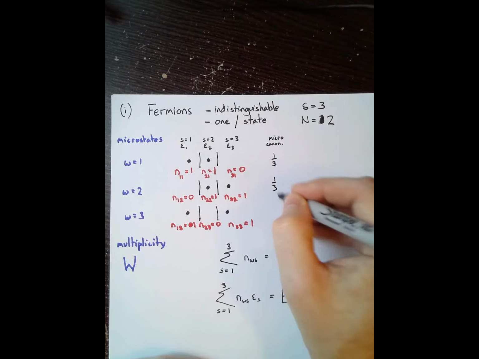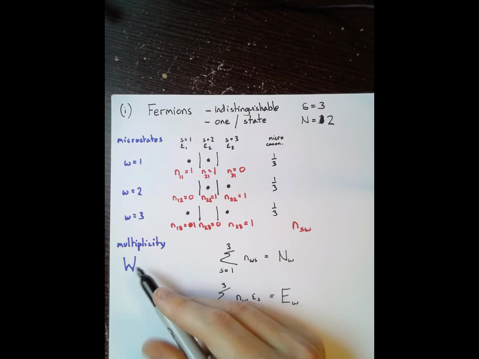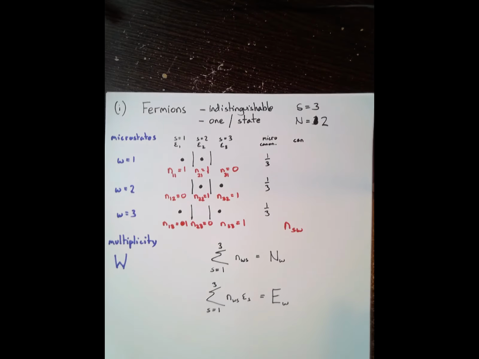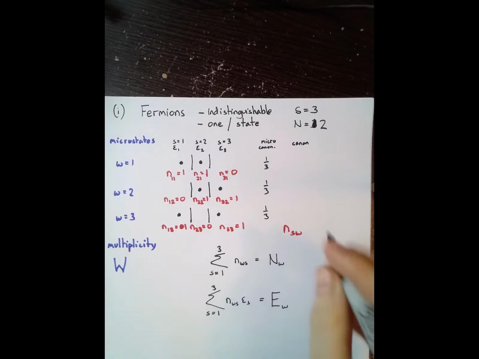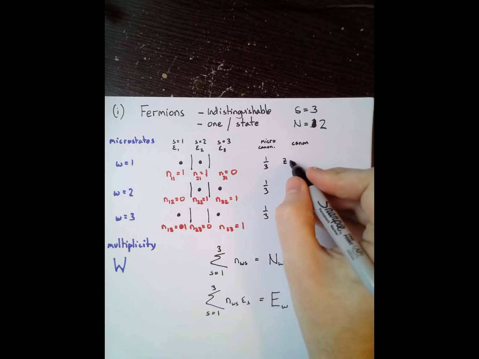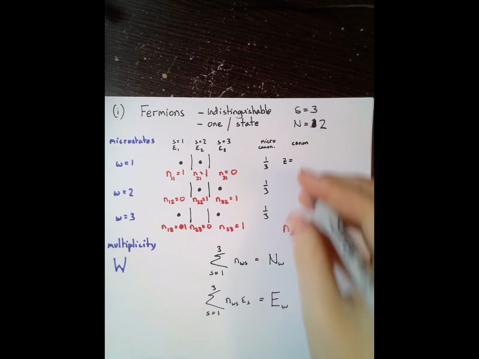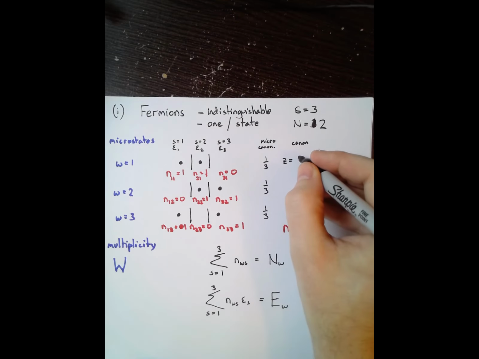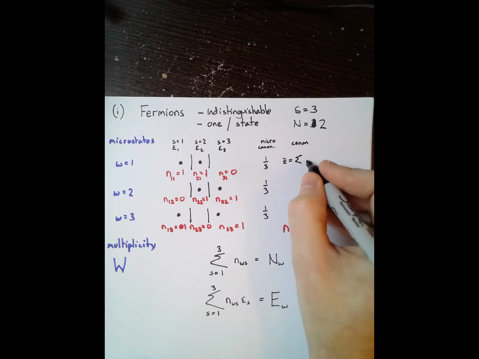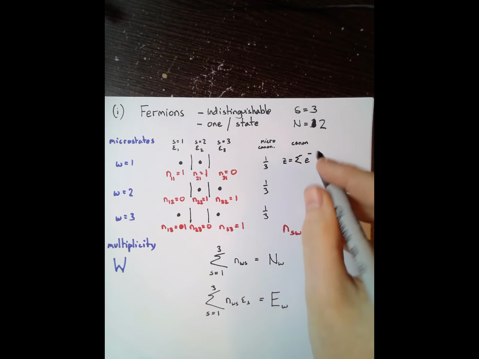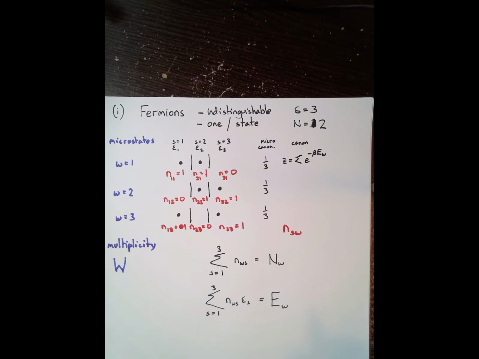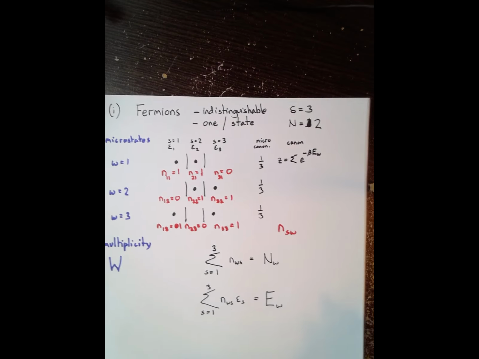Probability is a third, a third, a third, which is 1 over W, the multiplicity. In the canonical ensemble, the partition function is given by the sum of all the Boltzmann factors. So it's e to the minus beta times the energy corresponding to that state. So it's e to the minus beta E_W.